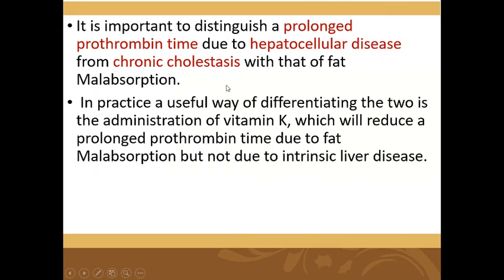So the prolonged prothrombin time may be due to two reasons: hepatocellular disease, or chronic cholestasis with fat malabsorption. It can be differentiated by the administration of vitamin K, which will reduce the prolonged prothrombin time and resolve the problem. But if there is intrinsic liver disease, vitamin K will not work in reducing the prolonged prothrombin time.